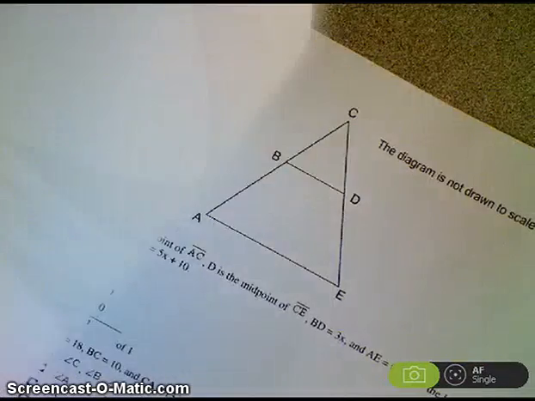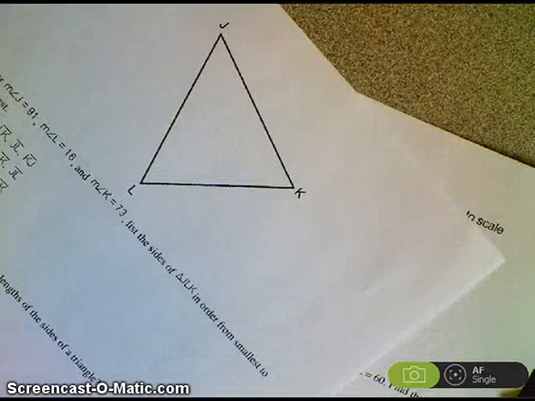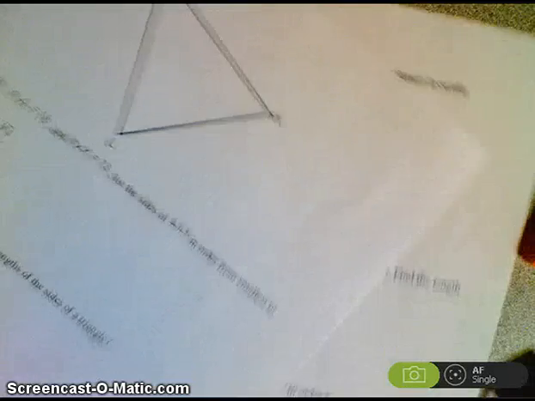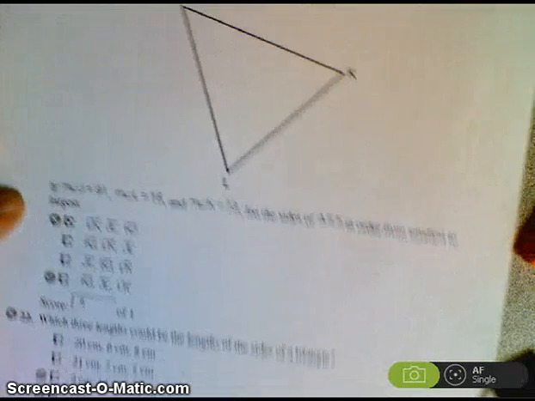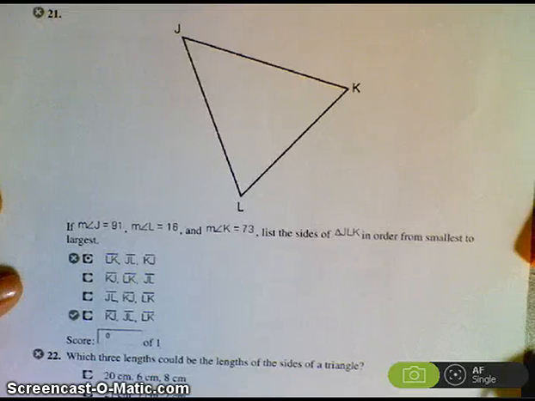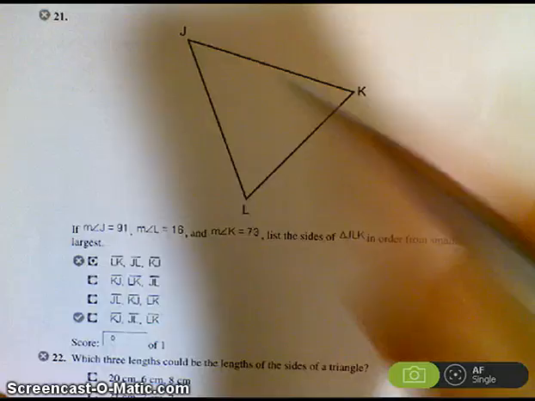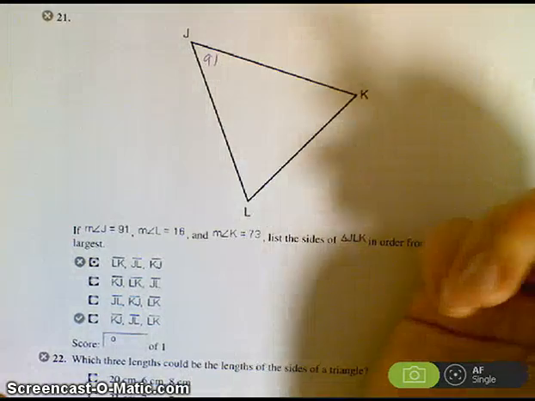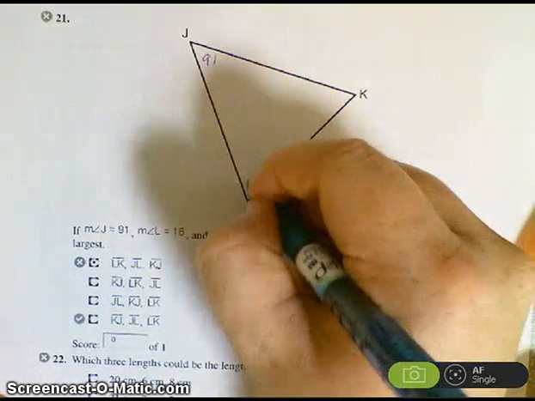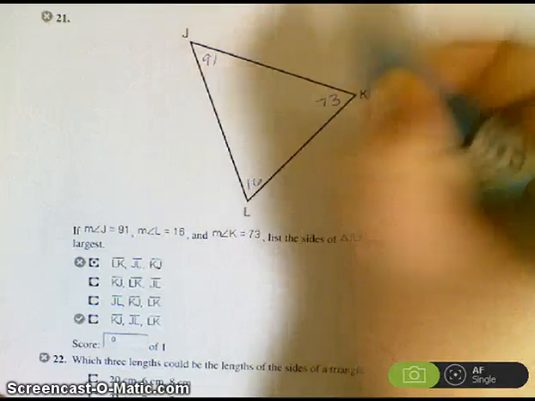Most of the rest of them you got correct. Again, anything dealing with a midpoint. Just here again is one of those small and larger questions. I just want to show you this last one. Again, label what you have. J is 91, even though it doesn't look it. L is 16, and K is 73.